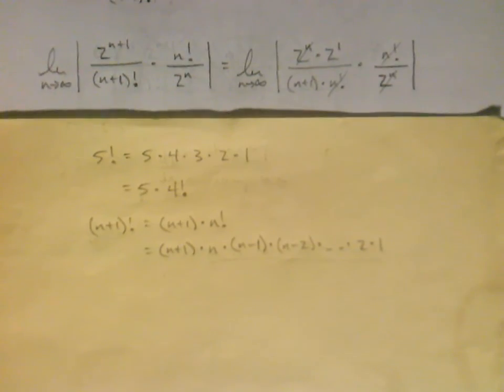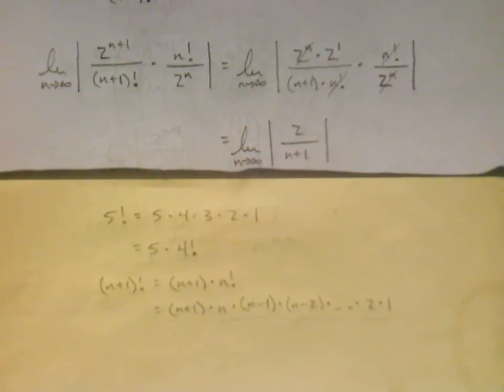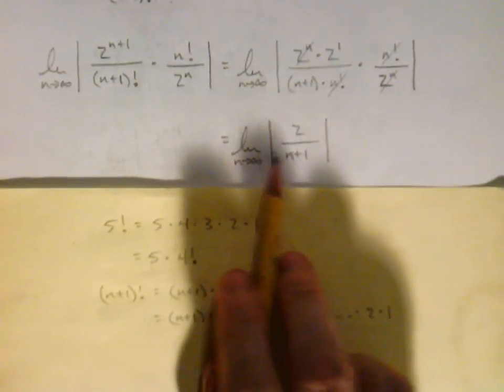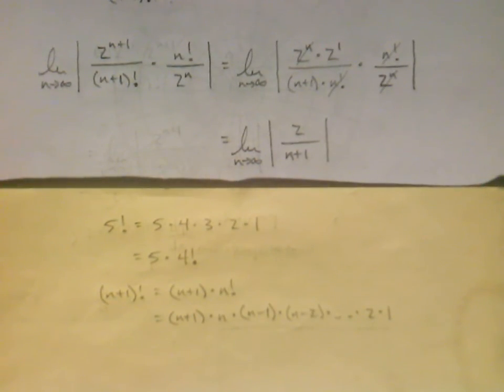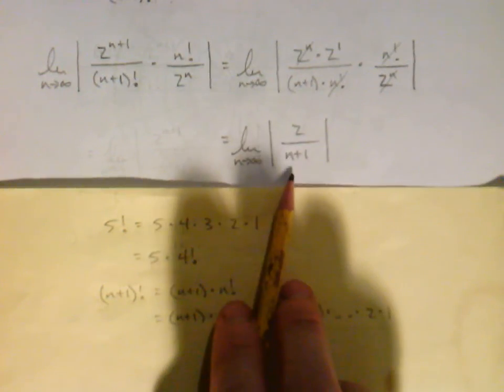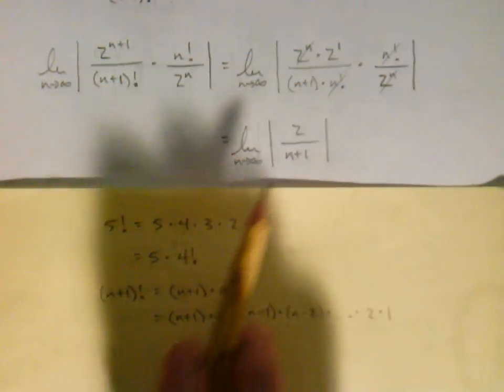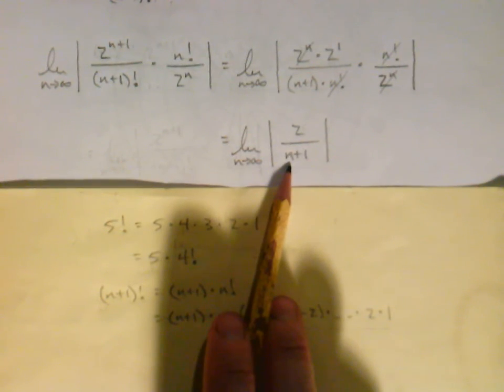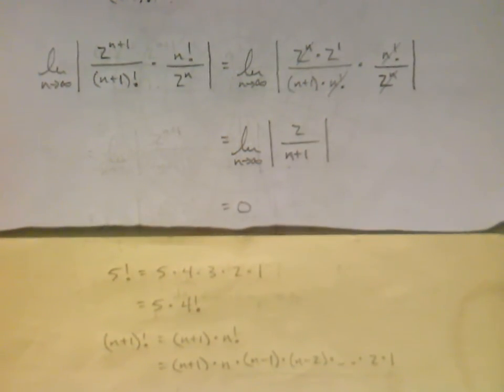So what's left after all my canceling? Just 2 over n plus 1. Limit as n goes to infinity. Got my absolute values, of course. Okay. Well, as n goes to infinity, what's going to happen here? You notice, well, n only appears in the denominator. The denominator is going to infinity, so 2 divided by infinity is going to approach 0.